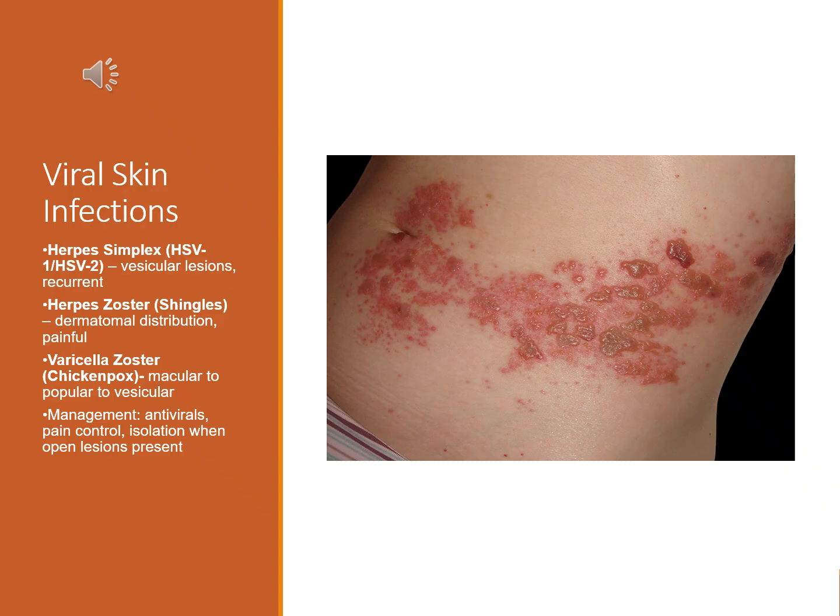Usually this is in our older patients, in individuals who have had chickenpox as a child. They will oftentimes have a painful vesicular rash that's unilateral, and it does follow a dermatome or an area of nerve endings. So this is really painful, has a lot of pain related to it. So these patients would be on contact precautions and have pain control.